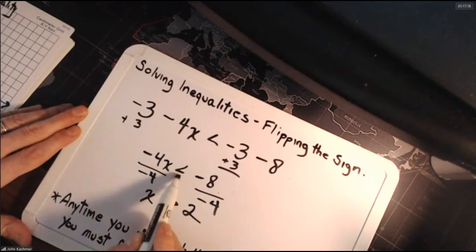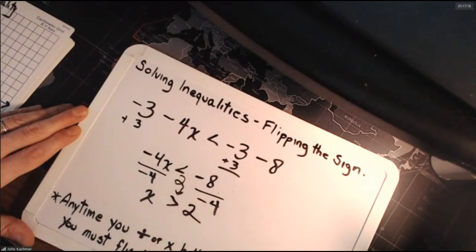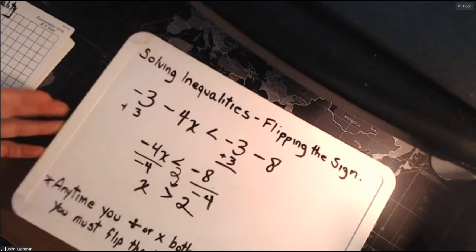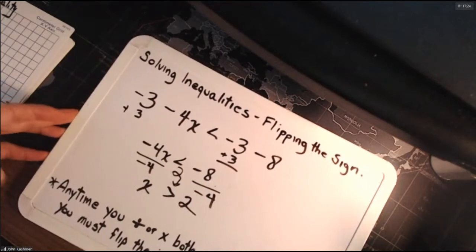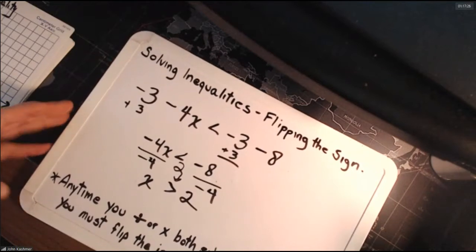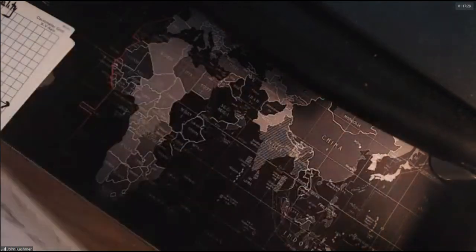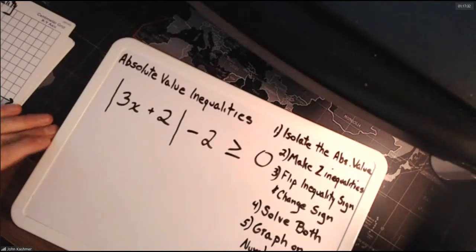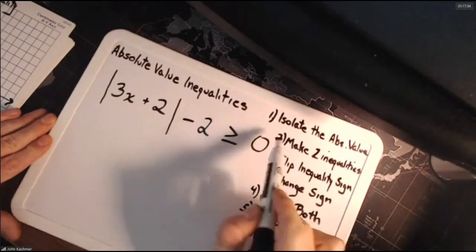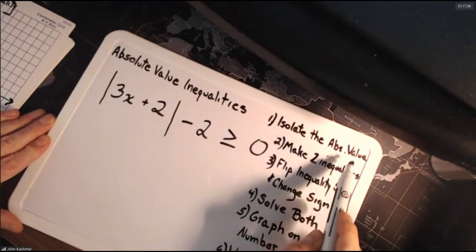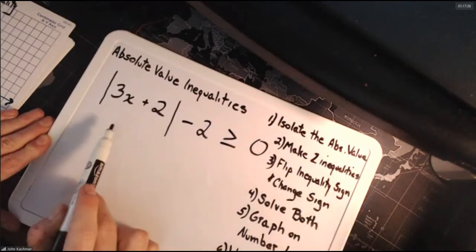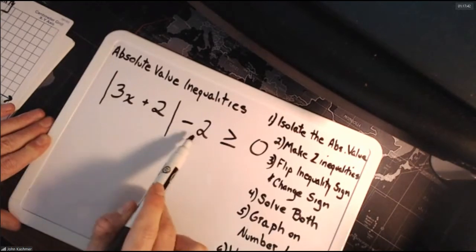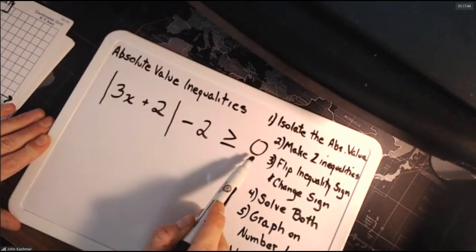So you see, you have to remember to switch the sign anytime you multiply or divide by a negative number. That's extremely important. And sometimes the software that you use does not teach you that. So it's important to remember that. Also, with absolute value inequalities, you always want to isolate the absolute value first. So for example, the absolute value of 3x plus 2 minus 2 is greater than or equal to 0.